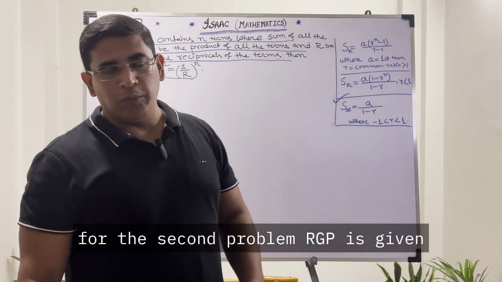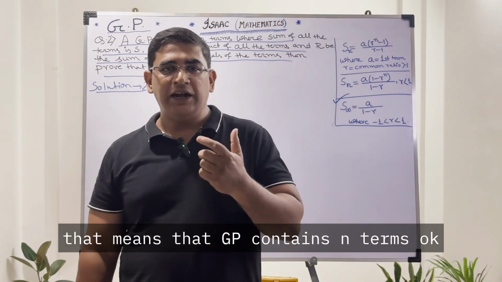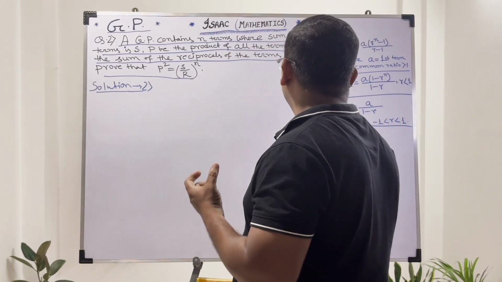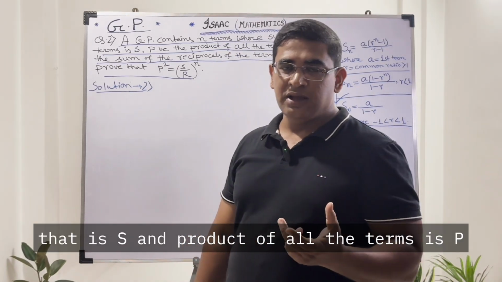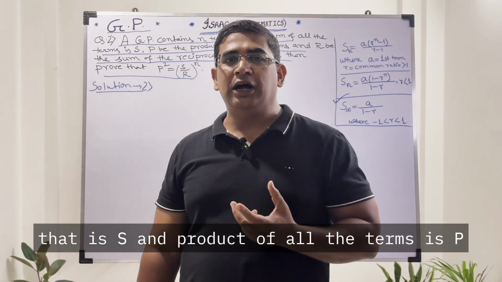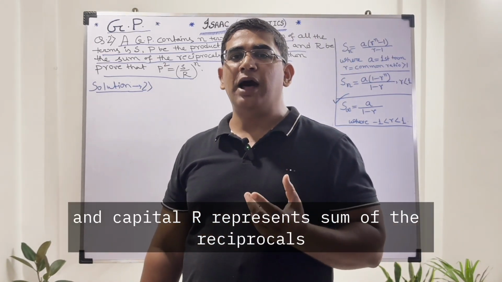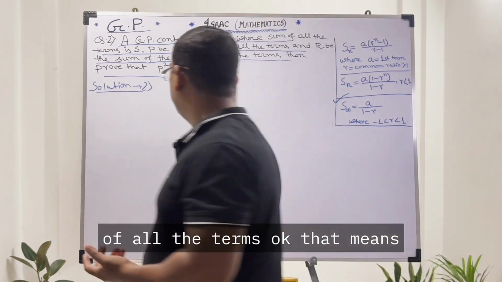For the second problem, a GP is given. That means that GP contains n terms. The sum of all the terms is given, that is S, and the product of all the terms is P, and capital R represents the sum of the reciprocals of all the terms.